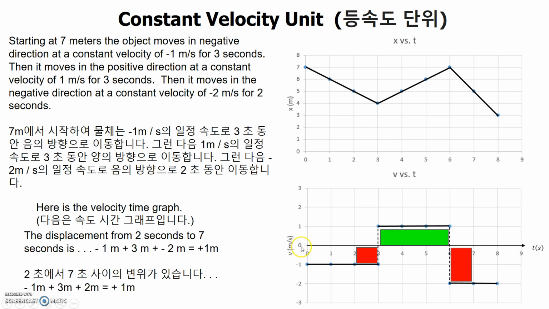Let's say we need to figure out what is the displacement from 2 to 7 seconds. That would be the area of the red rectangle, the green rectangle, and the other red rectangle. So negative 1 meter plus 3 meters plus negative 2 meters, giving a total of positive 1 meter.